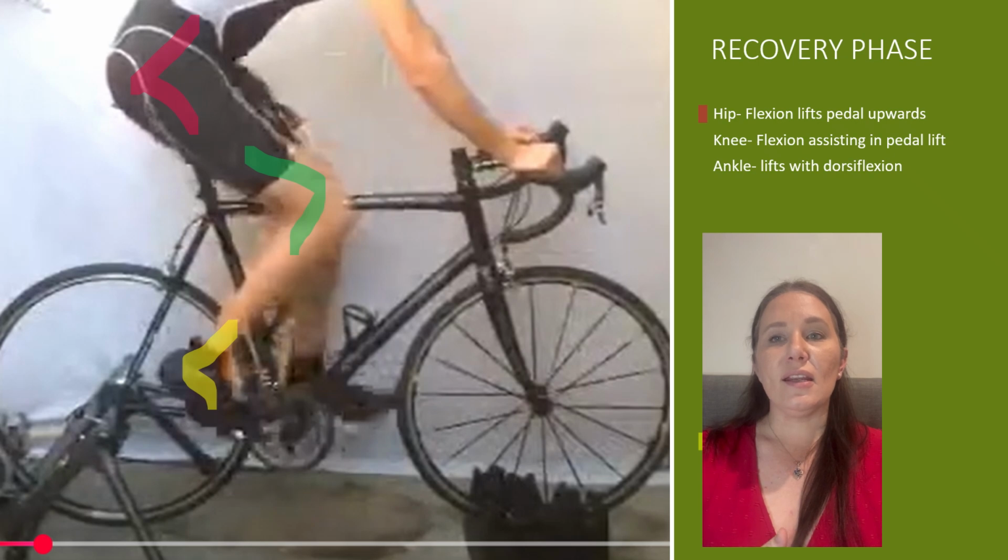The knee is going into flexion, and this again assists with the pedal lifting, and the ankle is lifting with dorsiflexion. That is when the toes are pointing upwards. It's quite hard to see in this picture, but the toes are slightly superior, so they're pointing upwards towards the head, and that's creating the lift for the pedal to come back up. Also, we're not using as much power through this, which is saving the muscles, so that gives us more longevity for them to be effective.